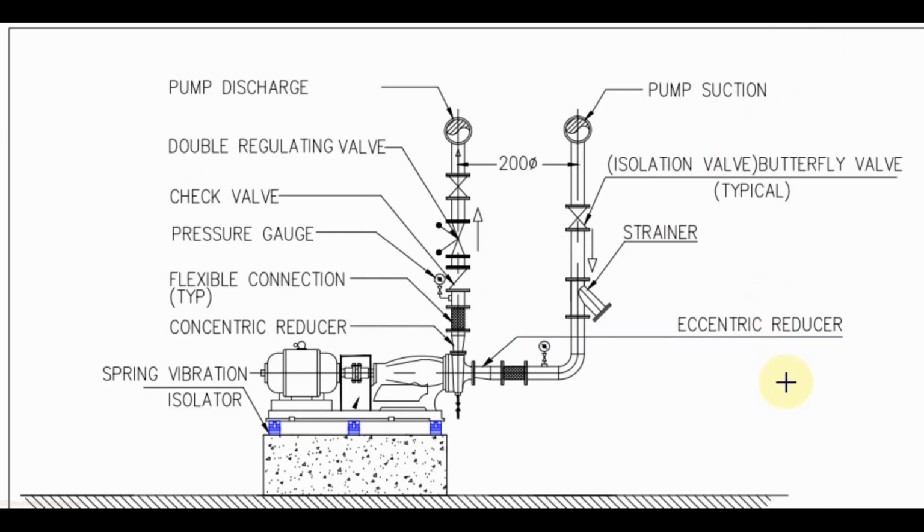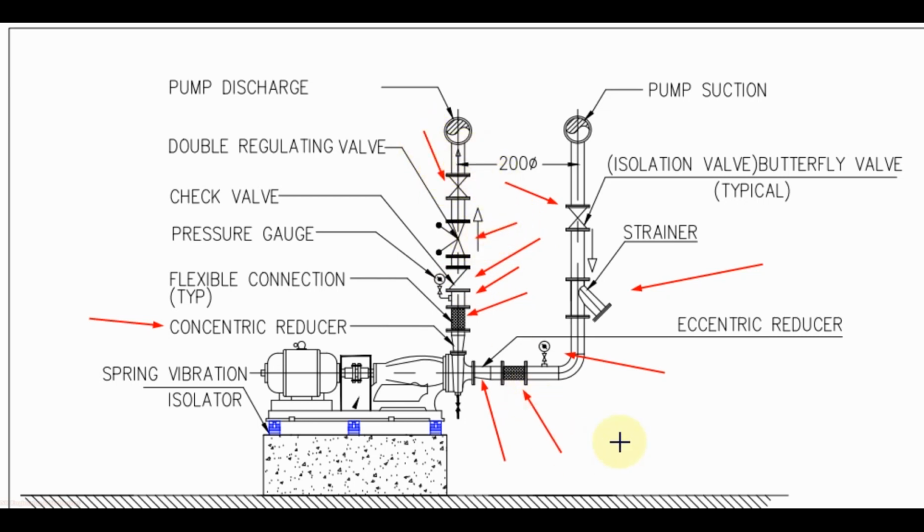For chilled water pump hookup or wall package, you can also use this arrangement. In the suction line, first we use the isolating valve, butterfly valve, then strainer, wall package, pipe flexible joint, or you can use a pipe flexible coupling, then eccentric reducer. For the discharge, you can use concentric reducer, pipe flexible joint or flexible coupling, pressure gauge, check valve, double regulating valve, isolating valve, butterfly valve.